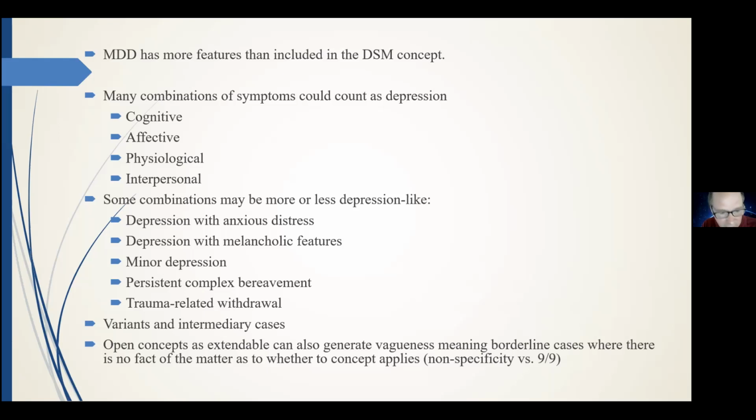And with borderline cases, that means there's no fact of the matter as to whether the concept applies. And so again, you don't necessarily want to stay at the borderline. For example, if someone meets 9 out of 9, or 8 out of 9, they're pretty clearly depressed. But even if they meet 9 out of 9, two people are not necessarily going to have all the same symptoms, because they could differ on nonspecific or auxiliary symptoms.